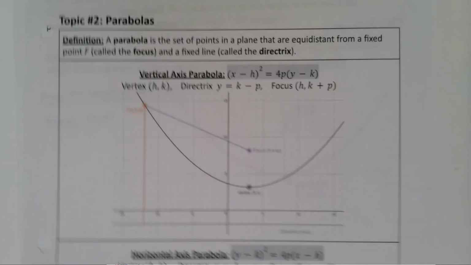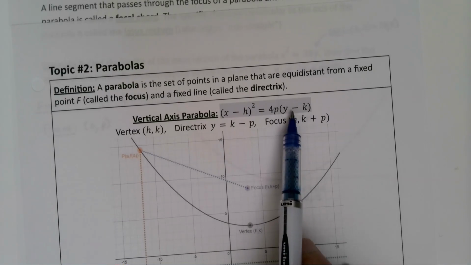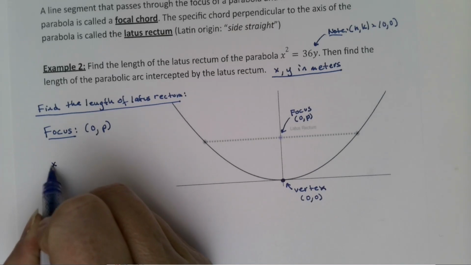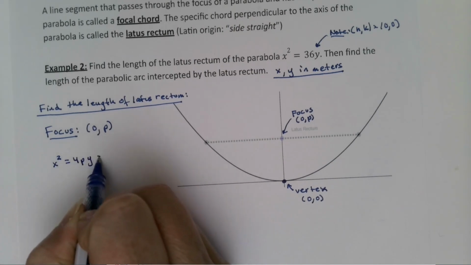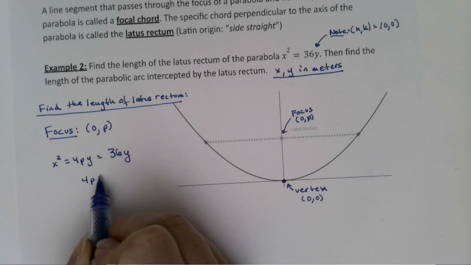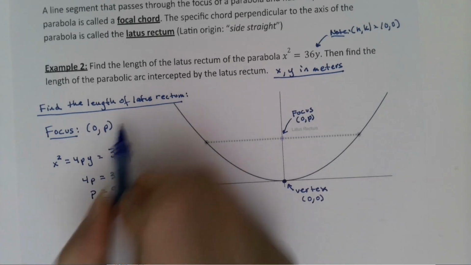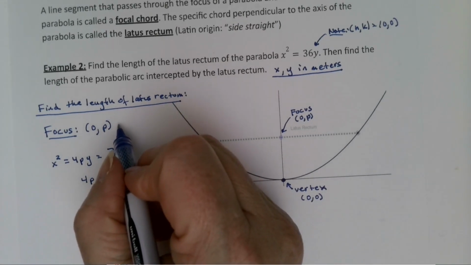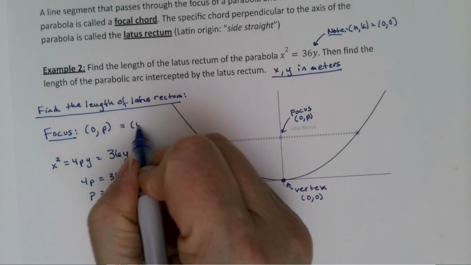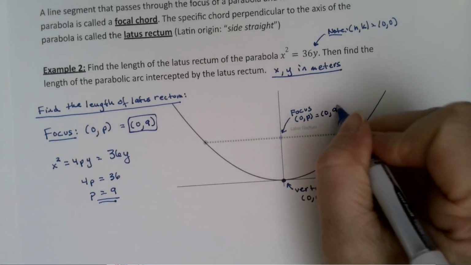So wait, if the focus is 0, p, but I know that it's 4py, I can actually find p right now. If x squared equals 4py equals 36y, then I know that 4p must be equal to 36, which means p is equal to 9. And therefore, I know this focus is 0, 9.